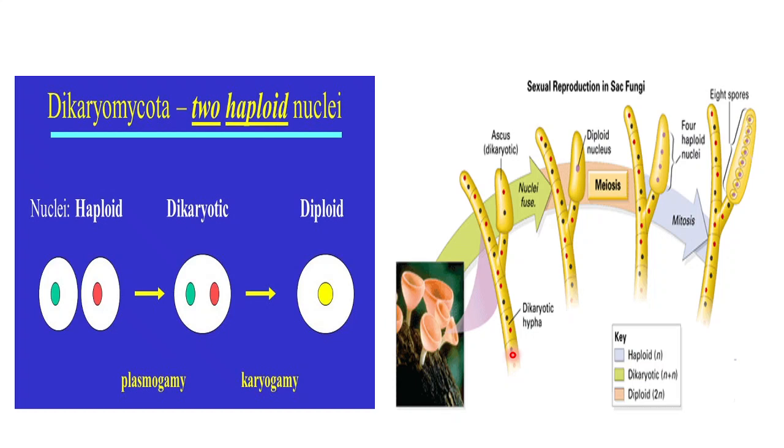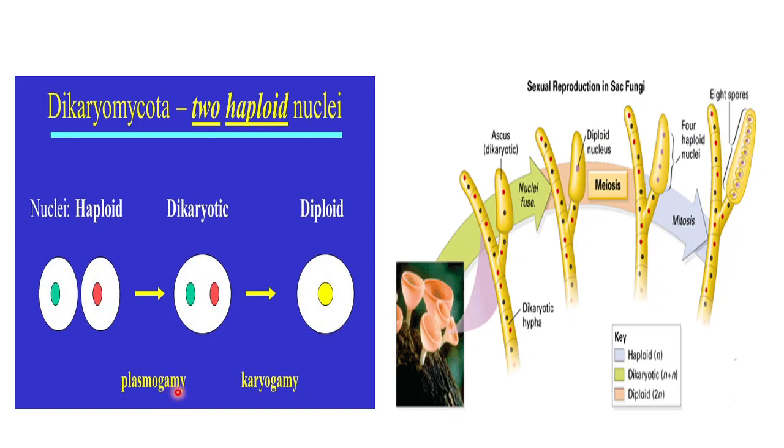Now, how do they reproduce sexually? During sexual reproduction, which involves the formation of a dikaryon, what happens? Two events occur. One is plasmogamy and the other is called karyogamy.